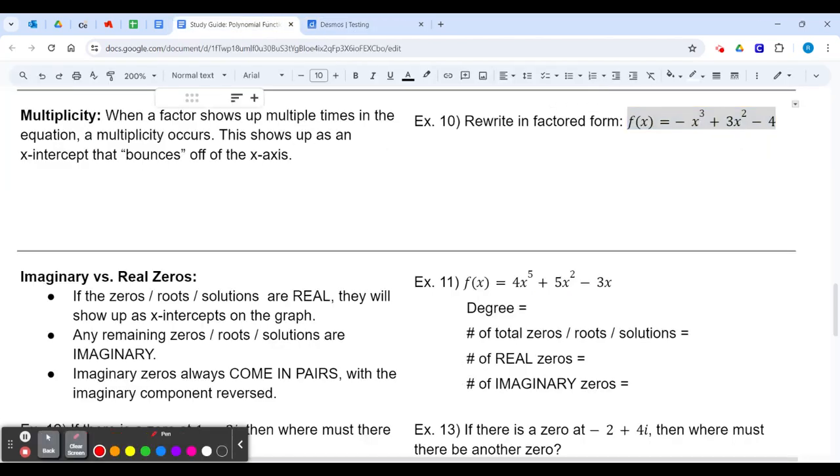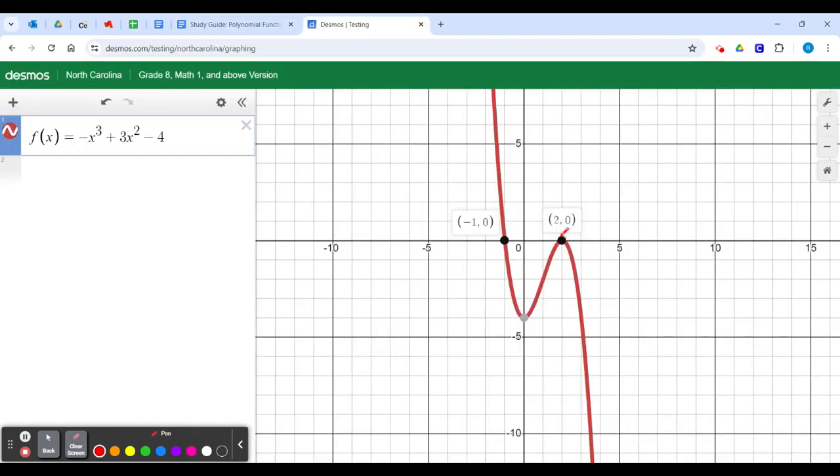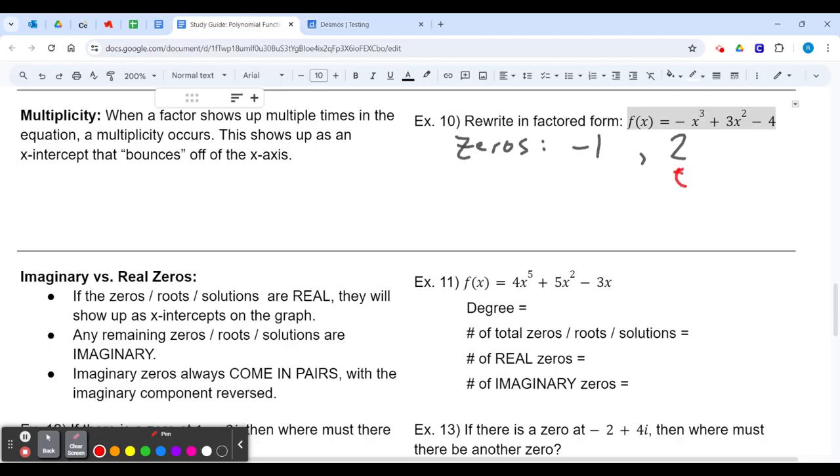All right, so let me just write that real quick. Zeros at -1 and 2. But if you look at the 0 at 2, notice how this one bounces off our x-axis. Okay, so that has a multiplicity. That means it shows up twice. So I'm going to make a quick note here. Hey, this thing shows up twice. So as I'm writing my factored form, I have f of x equals x plus 1 for that first factor, x minus 2 for that second factor. But since it shows up twice, I'm going to throw an exponent up there.